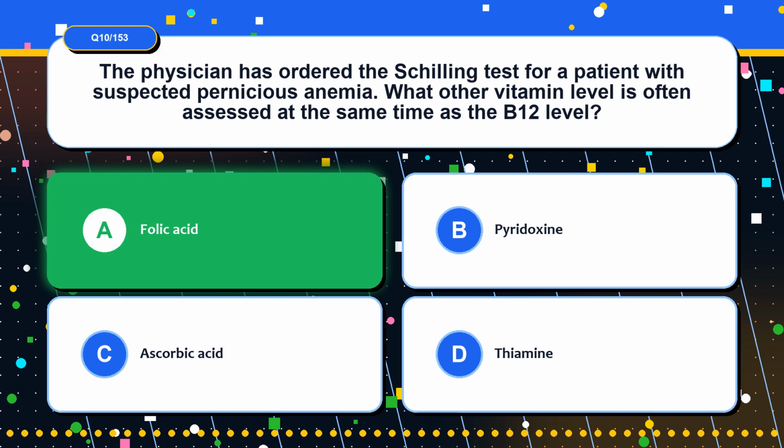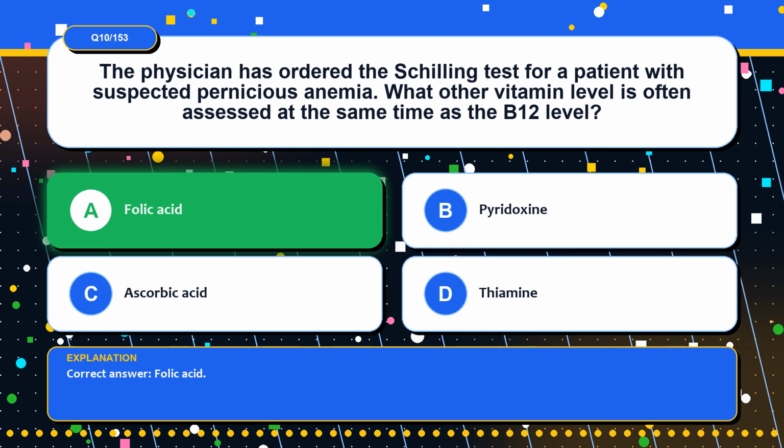The correct answer is option A. Folic acid. Correct answer.